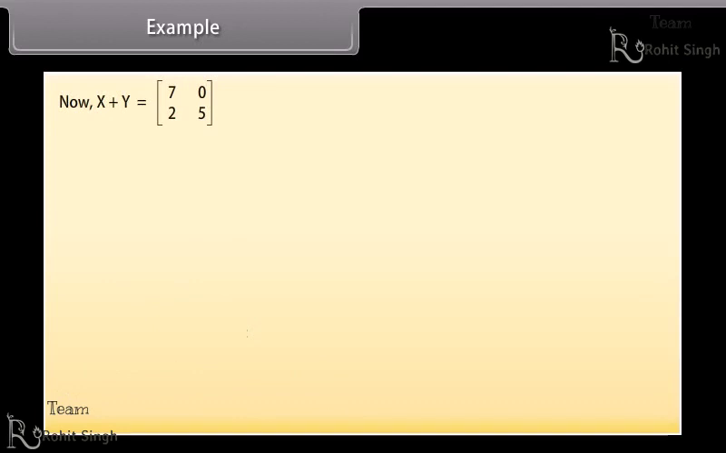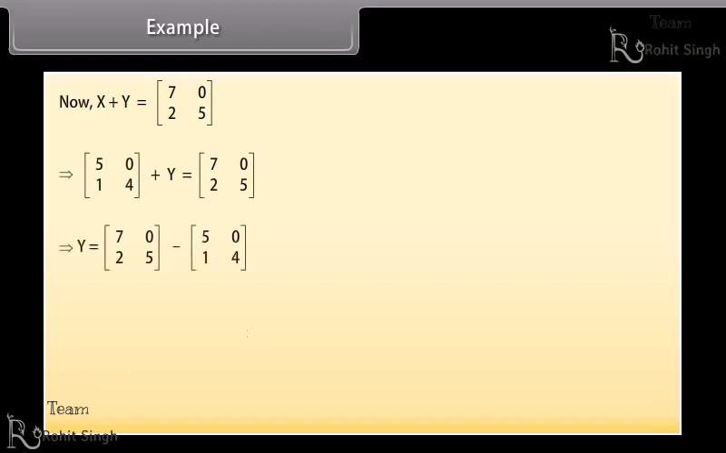Now, substituting the value of X in X plus Y and solving it, we get the matrix Y is equal to, row-wise, first row 2, 0, second row 1, 1.